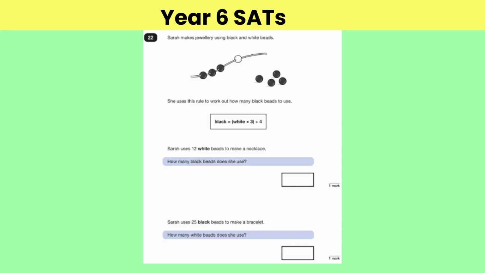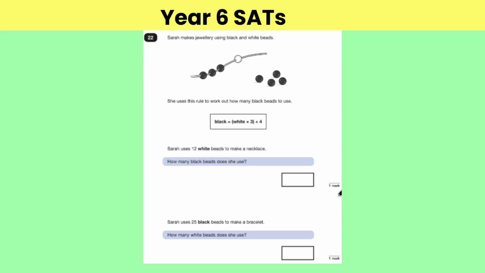She shows this rule to work out how many black beads to use. Black equals white times 3 plus 4. So this is an algebraic expression. Sarah uses 12 white beads to make a necklace. How many black beads does she use? 1 mark. And in the second part of the question, Sarah uses 25 black beads to make a bracelet. How many white beads does she use?